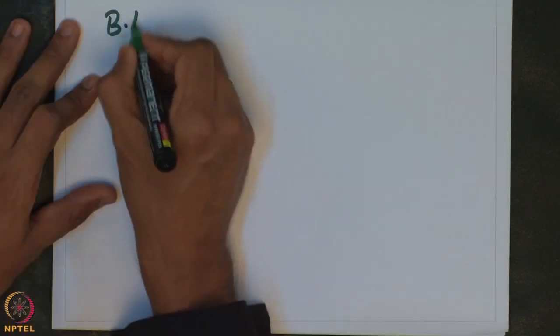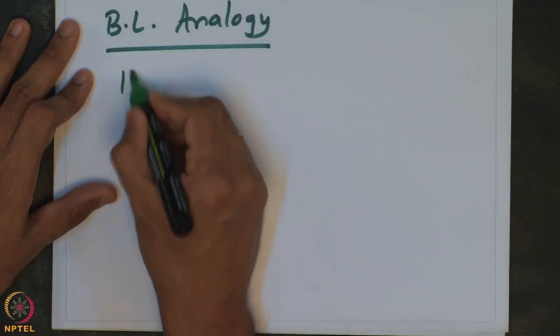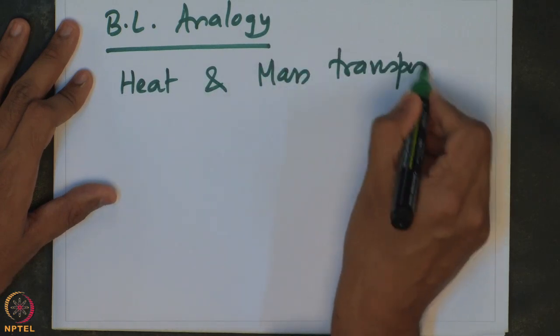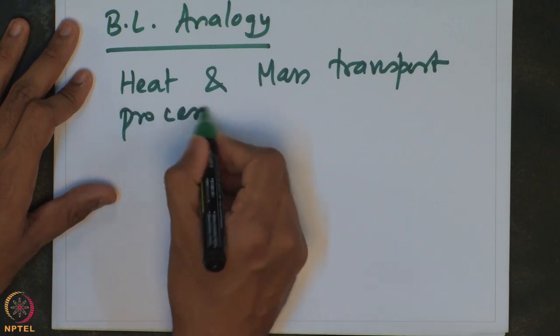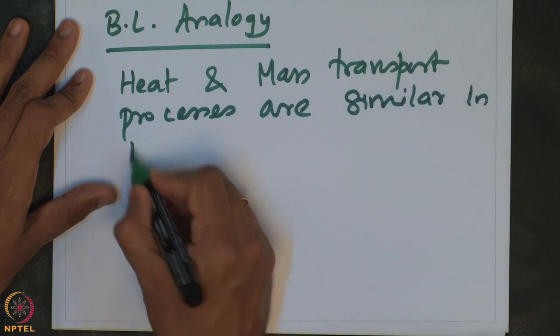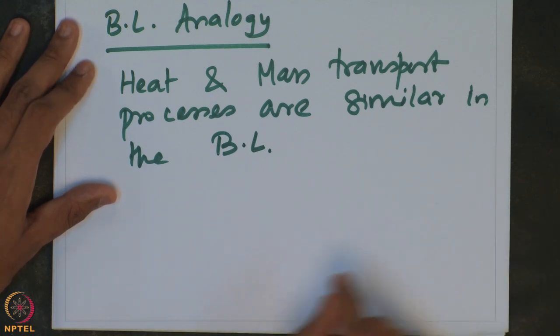Now we know that from boundary layer analogy, the heat and mass transport processes are similar in the boundary layer. Which means that there must be an equivalent dimensionless quantity for each of the three dimensionless numbers that we have seen for heat transport. Because the processes are similar, there must be characteristically similar dimensionless quantities. So let us look at what these quantities are.